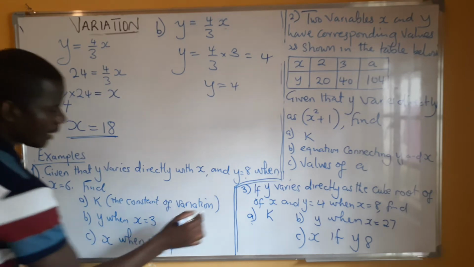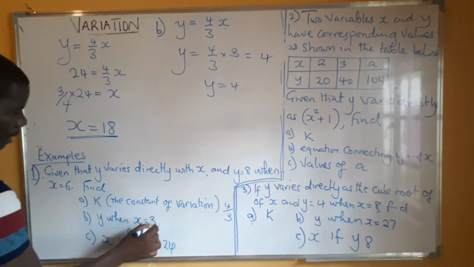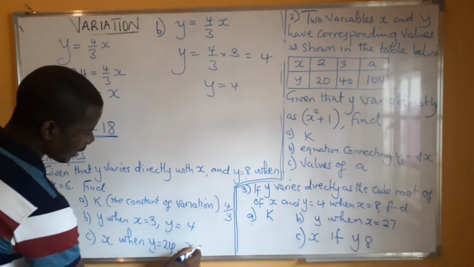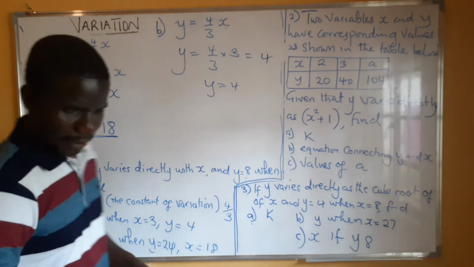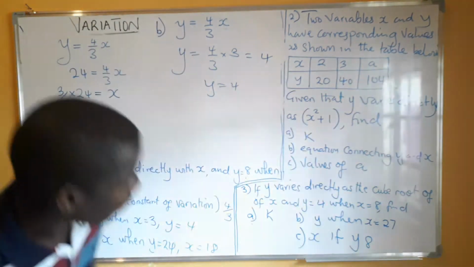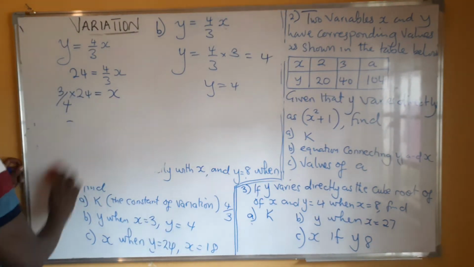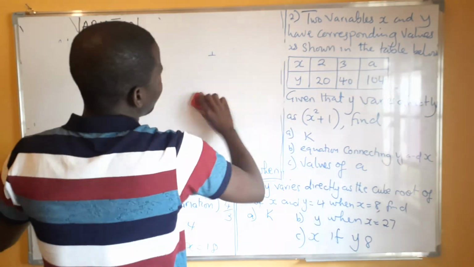So our k here, we got 4 over 3. Our y here, what did we get? 4. Our x here is 18. All right? These will be our answers for this question, and I expect you to do this. Thank you. So let's continue.